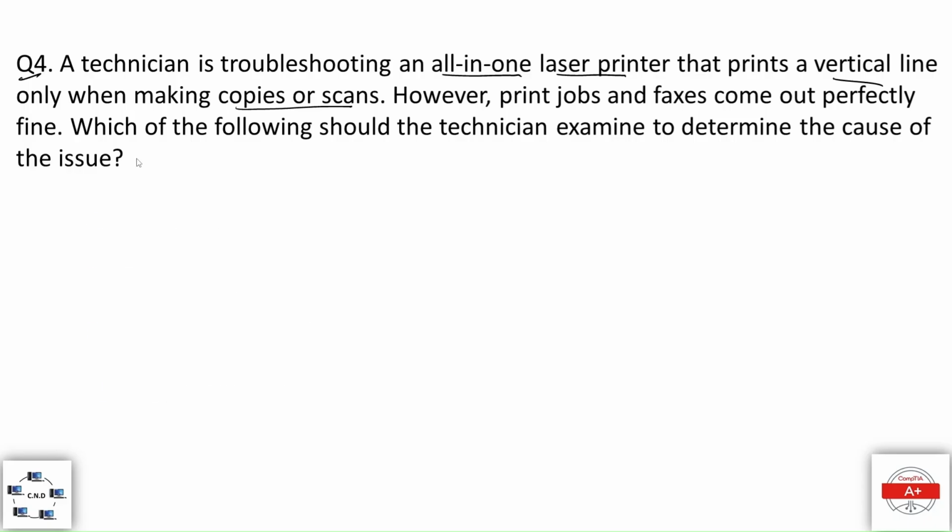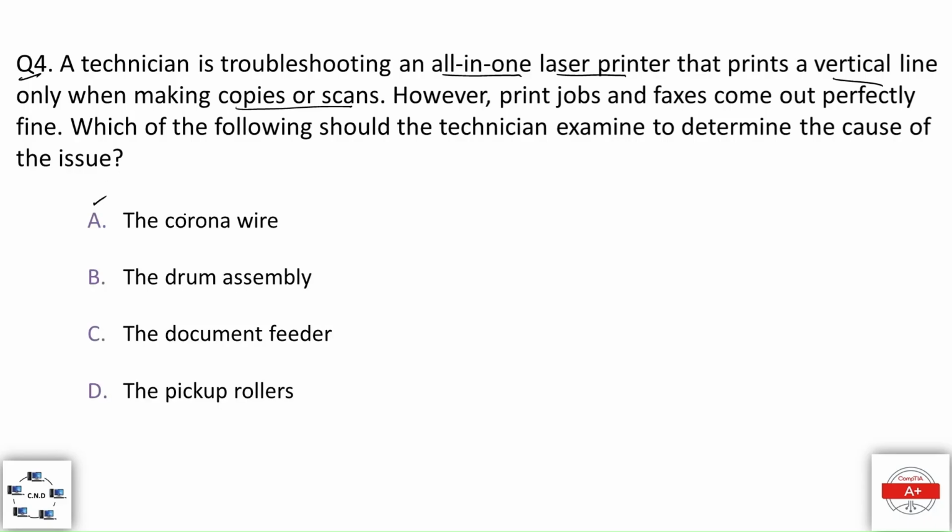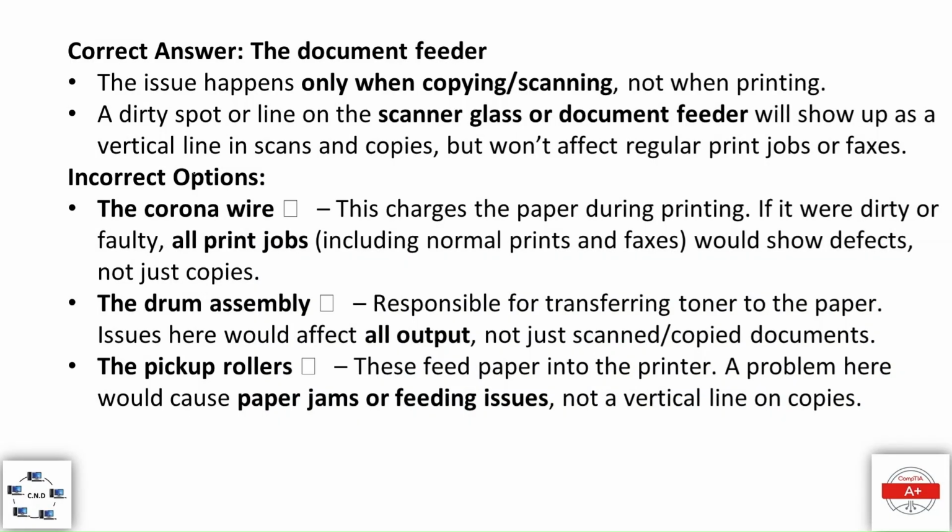And the options are option A, the corona wire, option B, the drum assembly, option C, the document feeder, and option D, the pickup rollers. And the correct option is, so think about the correct option, and it is option C, the document feeder. And the explanation is, so the correct option is document feeder.